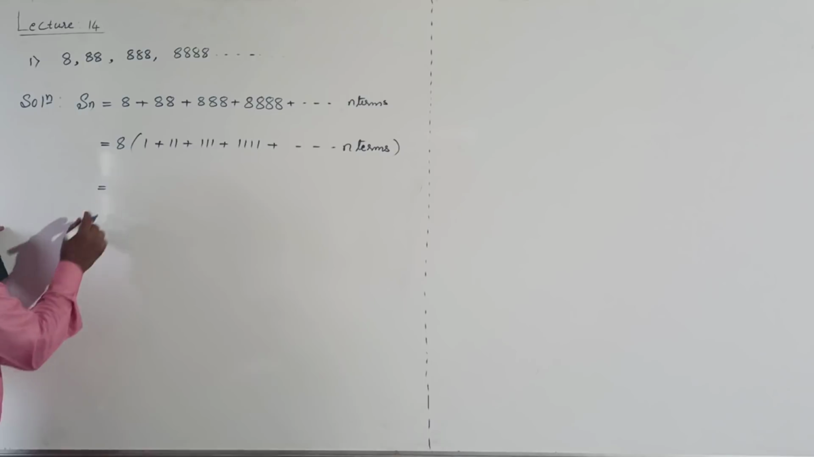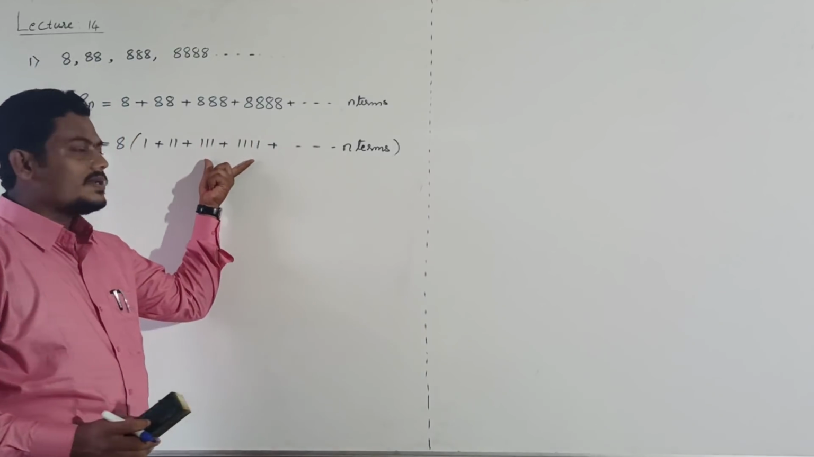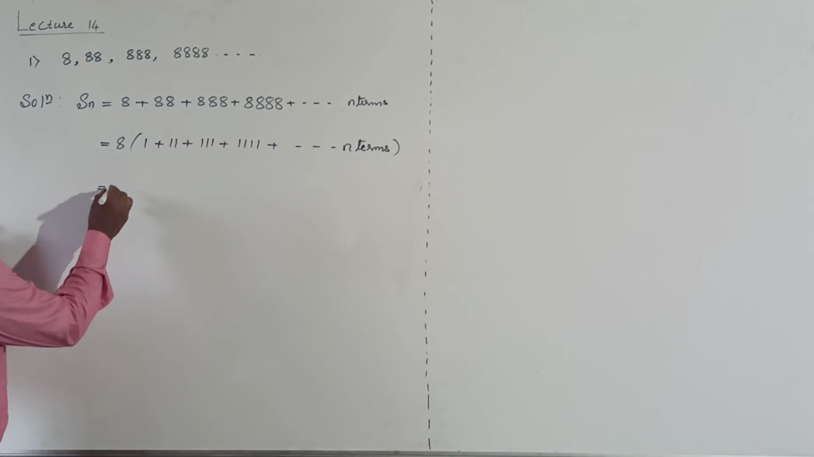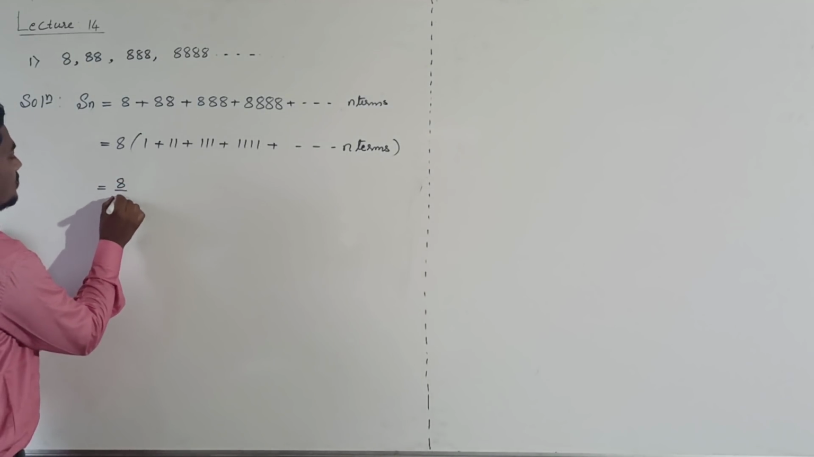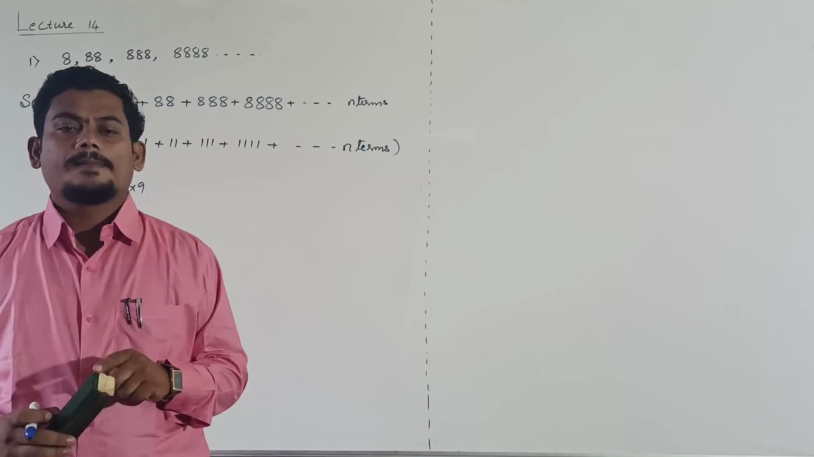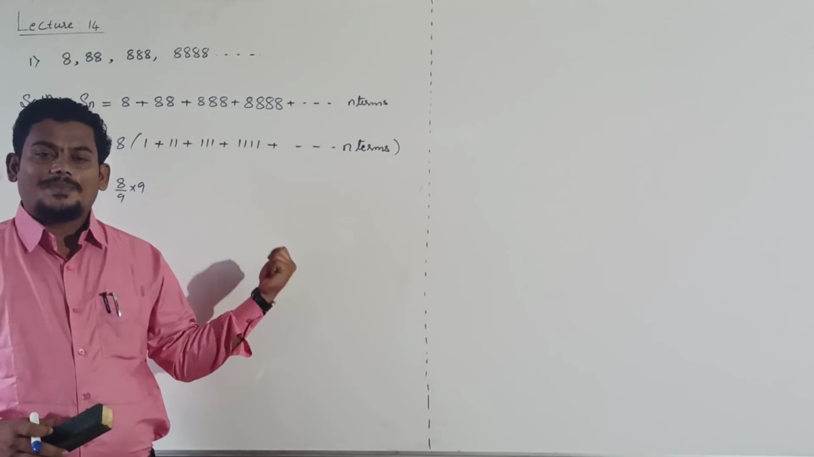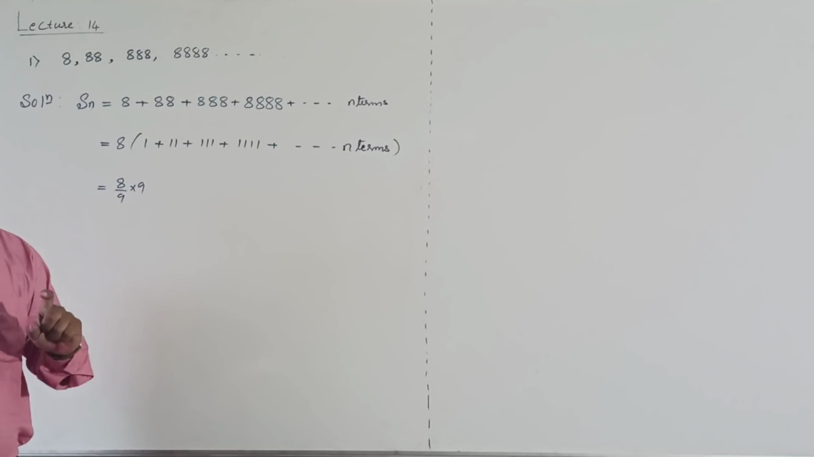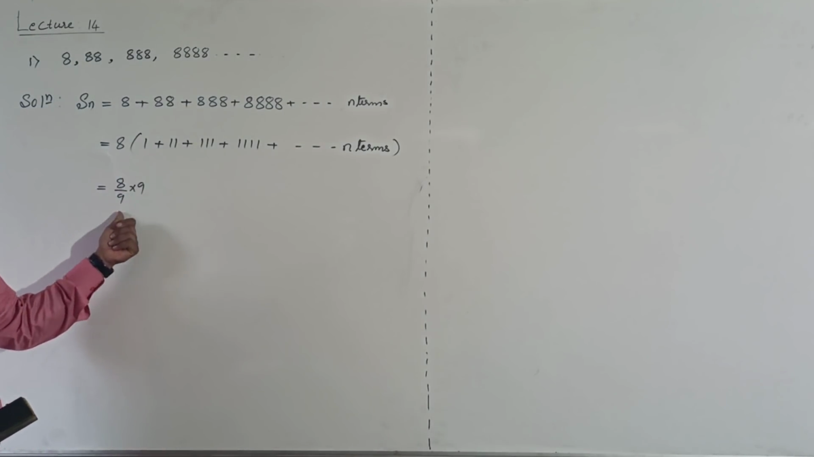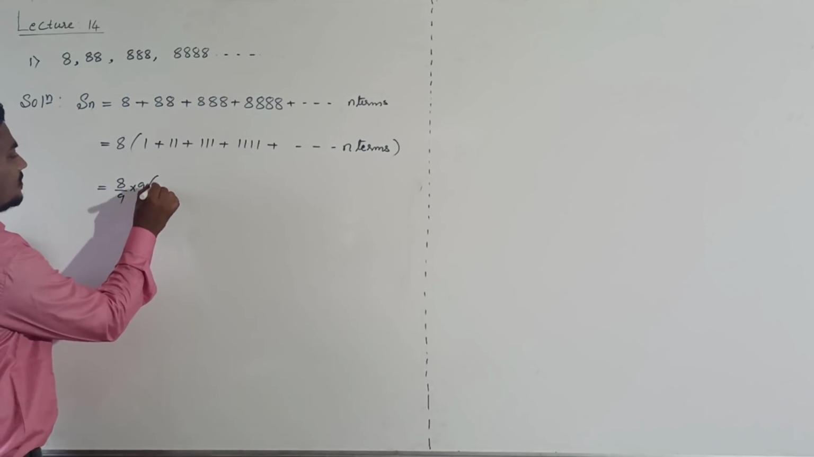Now also this series is not in GP. Then what do we do? Just divide and multiply with 9. Why should we divide and multiply with 9 only? Because if you multiply and divide with 9, then this series becomes GP. So divide and multiply with 9 only, not another number.